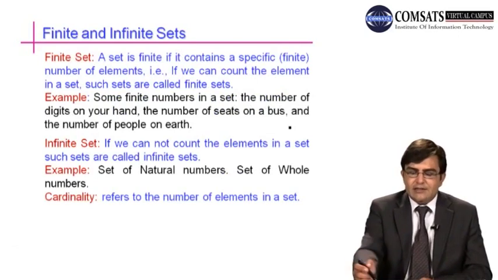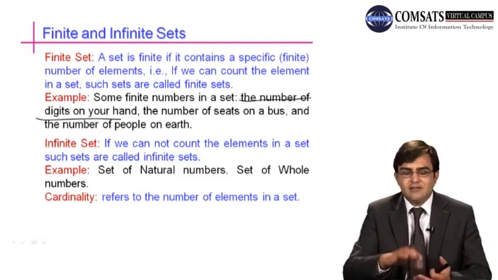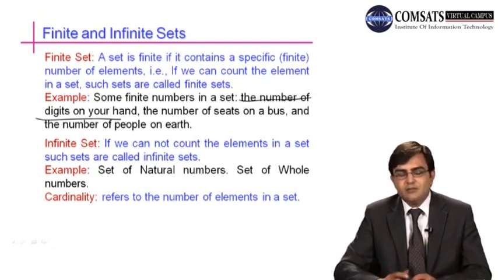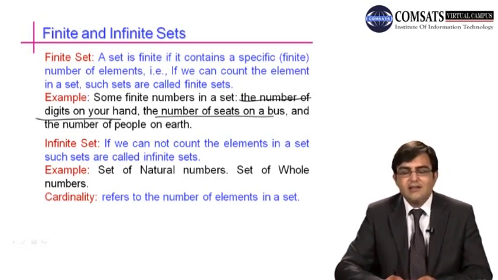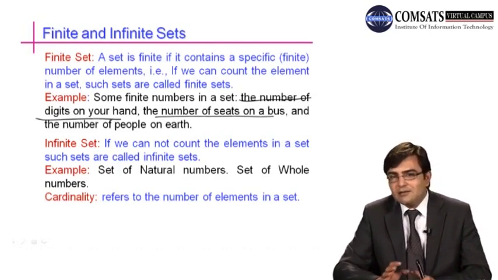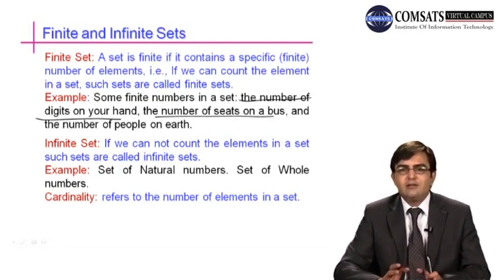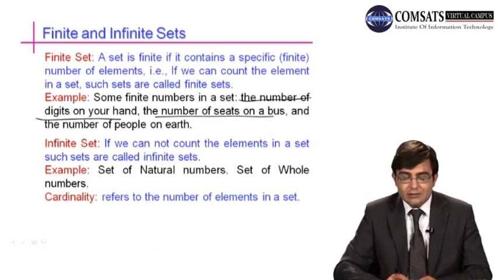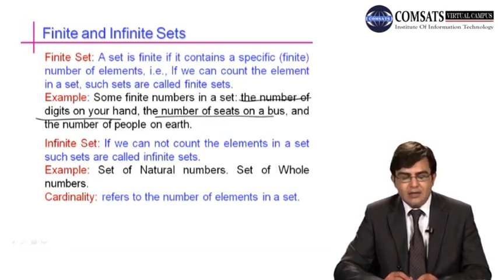For example, you can take the number of digits on your hand. When you count 1, 2, 3, 4, 5, 6, 7, 8, 9, 10, the numbers which you can count on your hand are basically a finite set. The number of seats on a bus is also a finite set. The number of people on earth is also finite, because no matter how large the number is, we can still count those people. So these are examples of finite sets.